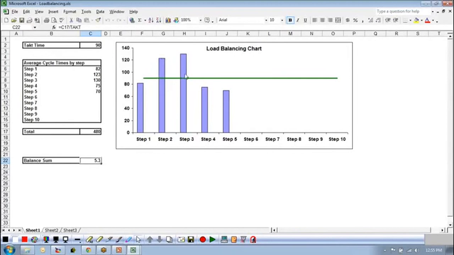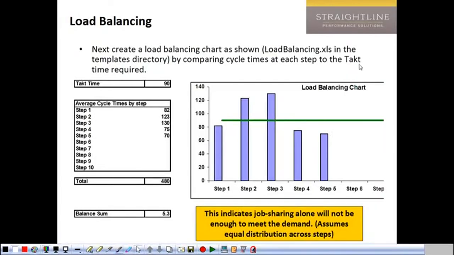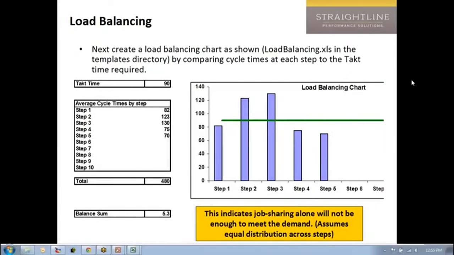The picture shows you how unbalanced it is, and this gives you an idea in the perfect scenario if you would be able to meet the customer needs. So that's what that is. All right. So that's load balancing. And again, I'm sure that most of you are familiar with it. Some people call it job sharing, and so forth.